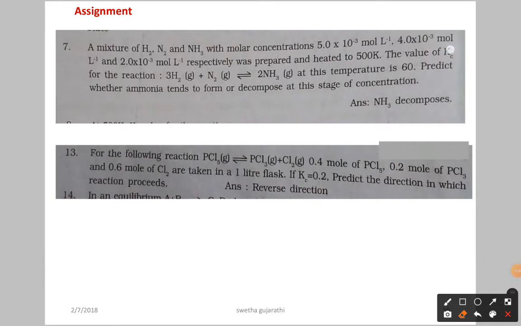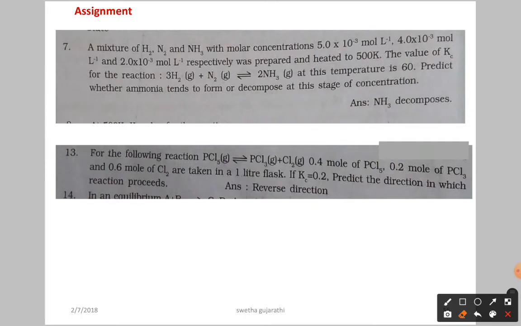Next, 4.0 × 10^-3 moles per liter and 2.0 × 10^-3 moles per liter respectively. Here you have to take the hydrogen, nitrogen and ammonia, and prepare a heat rate at 500 Kelvin. The value of Kc for the reaction.